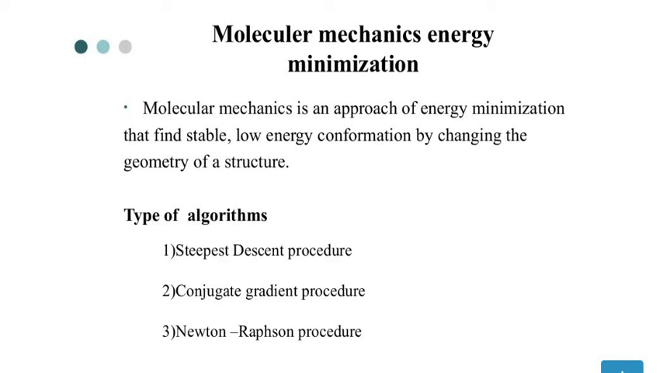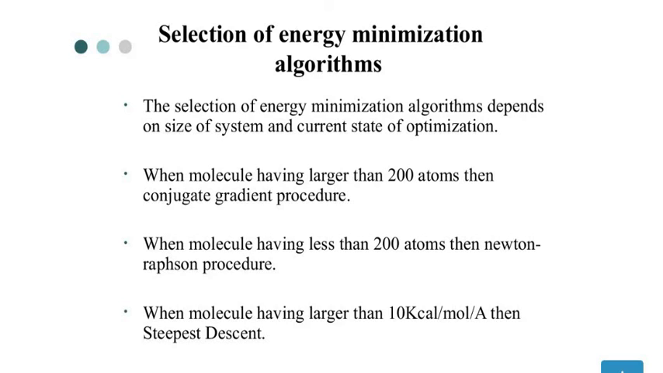Now, molecular mechanics energy minimization. Molecular mechanics is an approach to energy minimization that finds a stable low energy conformation by changing the geometry of a structure. My friend, the types of algorithms are the steepest descent procedure, the conjugate gradient procedure, and the Newton-Raphson procedure. These are available in complete software programs.